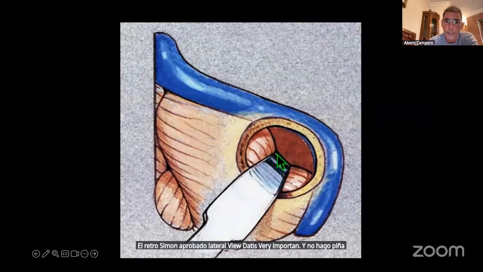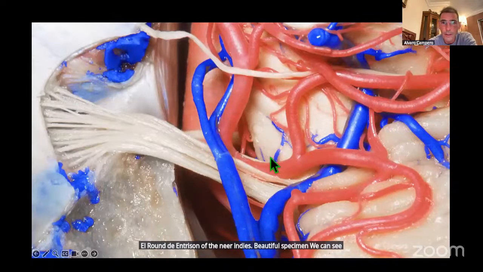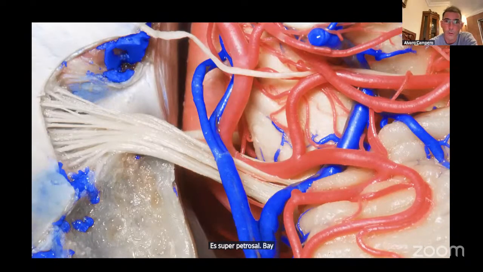So we use this direction between the tentorial and petrosal portion of the cerebellum. Another important thing is the veins around the entry zone of the nerve. In this beautiful specimen, we can see a conflict from the superior cerebellar artery at the level of the entry zone, but we also have to preserve the superior petrosal vein in order to avoid some problems in the post-op.